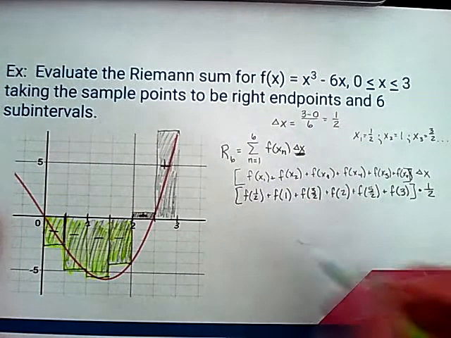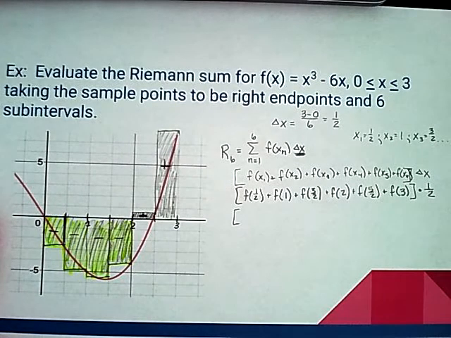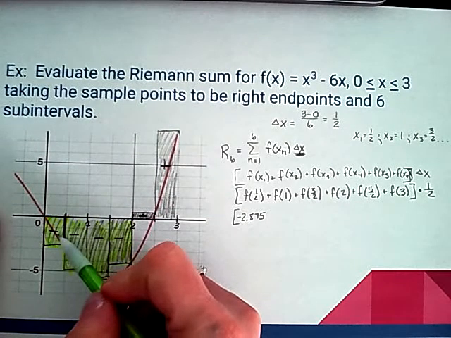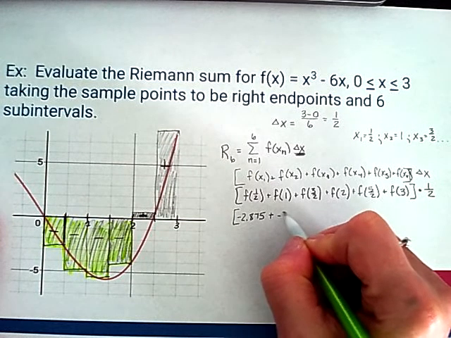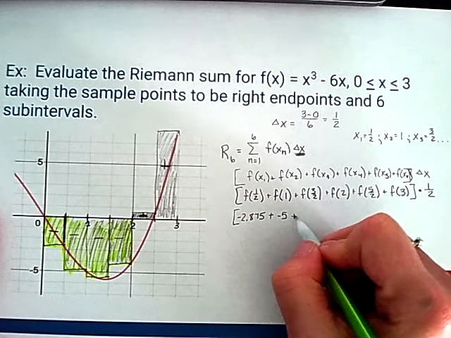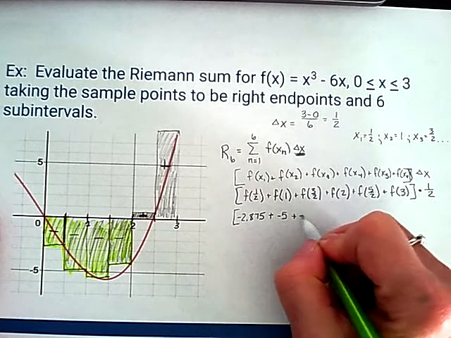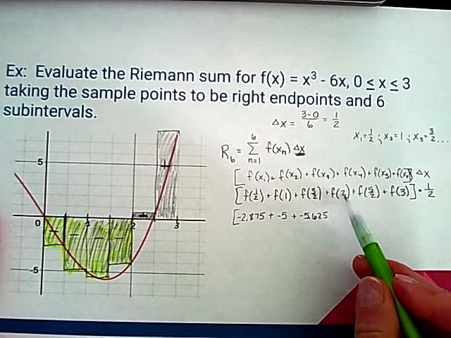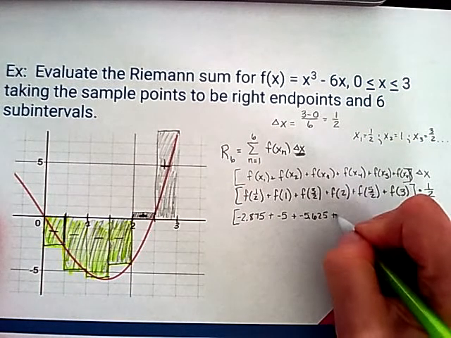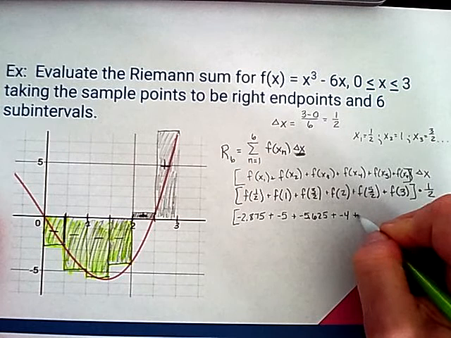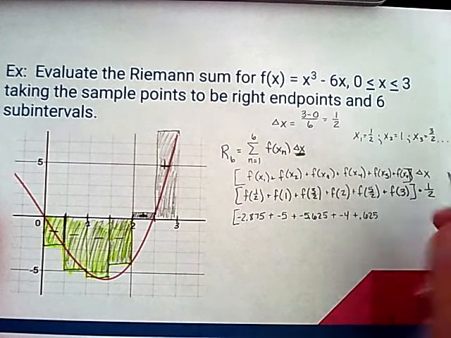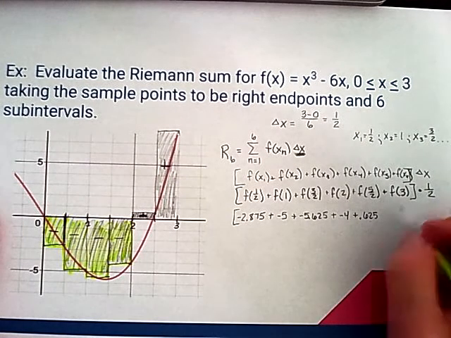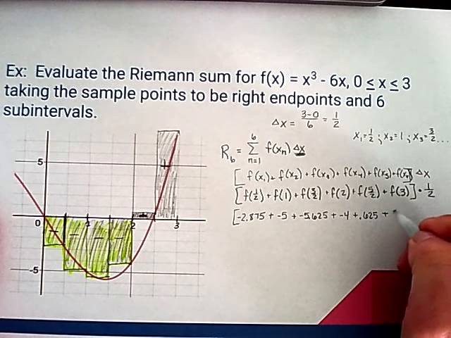Now it's just a matter of taking each one of these values and plugging it into this function using a calculator. When I do that, my f of 1/2 gives me negative 2.875. You can see that area is in the negative region. I'm going to add that to f of 1, which is negative 5, below the curve. I'm going to add that to f of 3/2, which gives me negative 5.625. I'm just getting these values by plugging those x sub 1 through x sub n into that function. Plus f of 2 is negative 4, plus f of 5/2 gives me 0.625. So that's the first area that falls above the x-axis, the first area that gives me a positive value. Plus f of 3 gives me a value of 9.